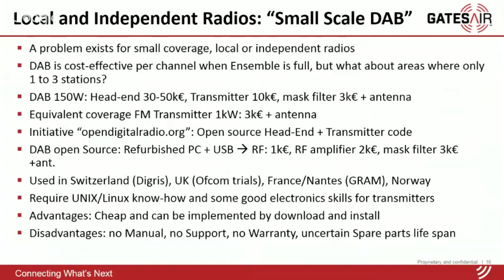So there's this new thing called open source DAB. It's the opendigitalradio.org has made available open source head-in software that can run on a PC, that can work with virtually any transmitter in band 3 or L band. So with a PC, a little know-how, USB, and maybe $5,000 investment, you can put a 2 or 3 channel DAB system on the air.